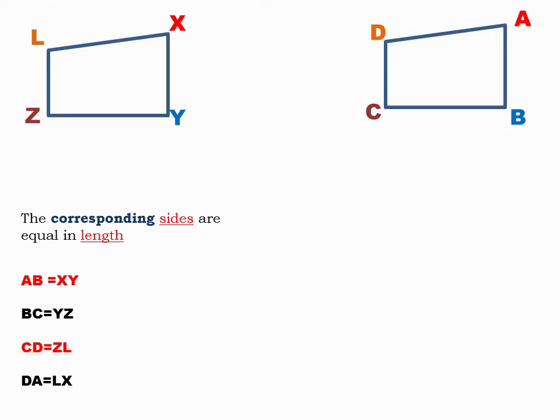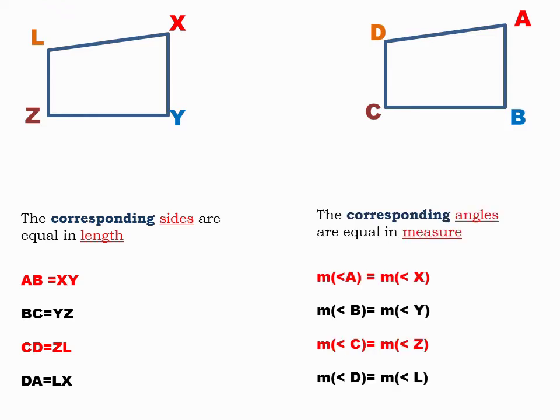Okay, now my first condition here is that the corresponding sides should be equal in length. So line segment AB is equal in length to XY, and BC is equal to YZ. DC is equal to LZ, and DA is equal to XL. Now all of this is just the first condition. The second condition is about the angles. The corresponding angles must also be equal in measure.